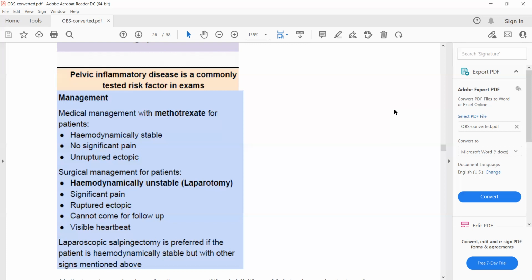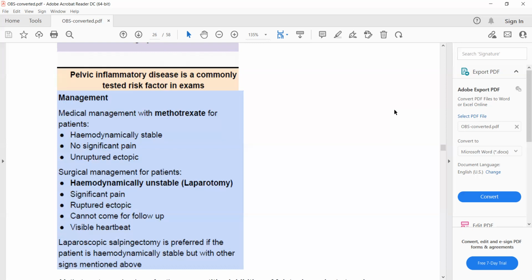For mild symptoms, such as mild pain. So a hemodynamically stable patient with no symptoms can be treated medically with methotrexate. The same patient with symptoms, a hemodynamically stable patient with pain, then we'll go for laparoscopic salpingectomy. And if the patient is hemodynamically unstable, then we'll go for laparotomy.